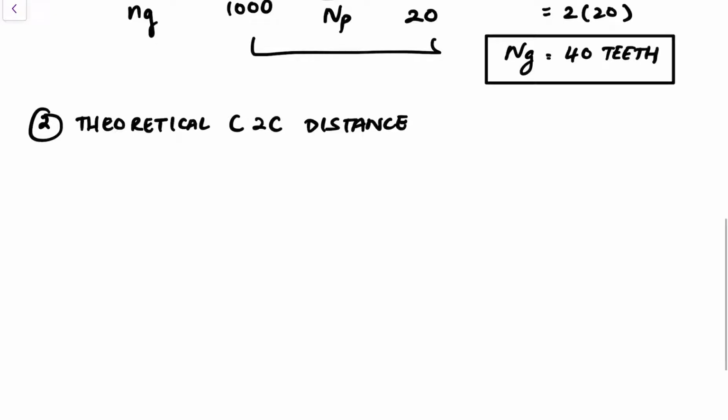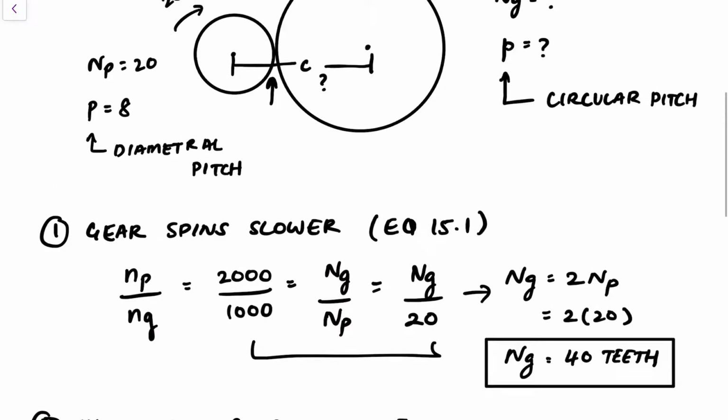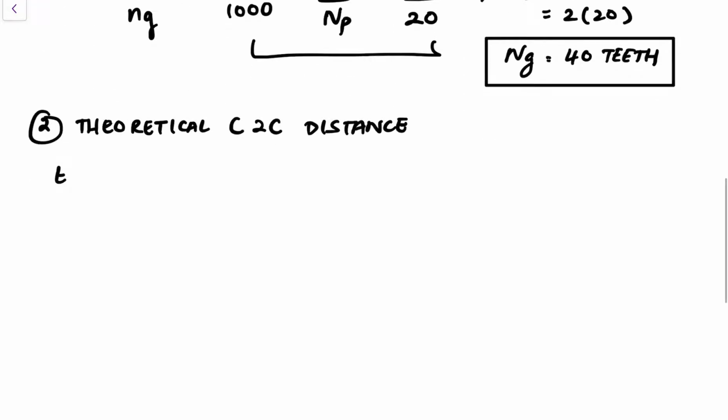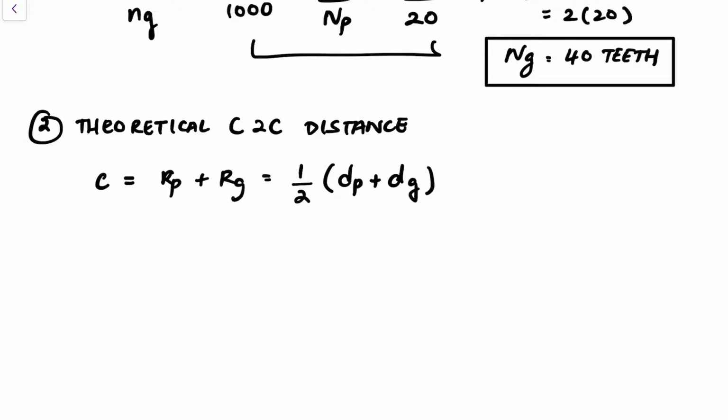So in equation, again, this is the radius of your pinion. This is the radius of your gear. So we can simply say that the center to center distance C is equal to RP plus RG, which is nothing but half the sum of the diameters. And you will find this equation in your textbook as well. It's equation 15.1a.